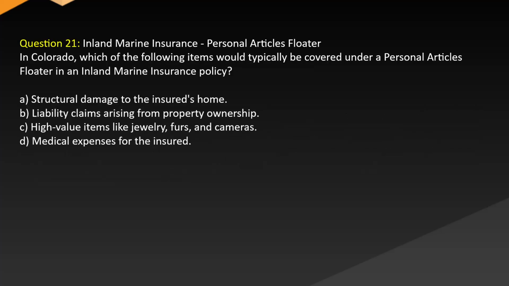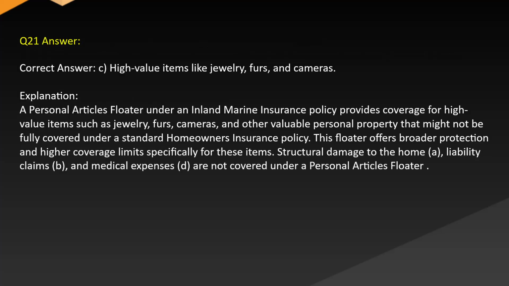Question 21. Inland marine insurance. Personal articles floater in Colorado. Which of the following items would typically be covered under a personal articles floater in an inland marine insurance policy? A. Structural damage to the insured's home. B. Liability claims arising from property ownership. C. High-value items like jewelry, furs, and cameras. D. Medical expenses for the insured. Correct answer: C. High-value items like jewelry, furs, and cameras.